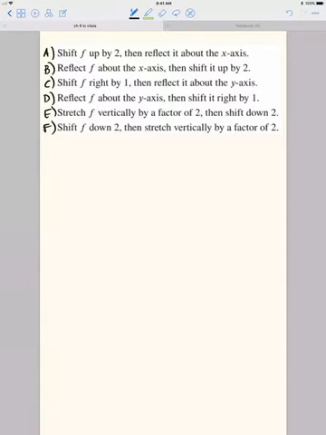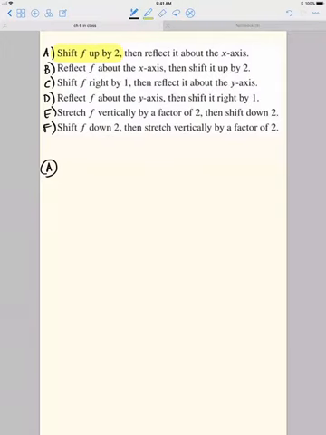These few examples will look at actually writing the function with the given transformations. Sometimes it's a little more difficult because of the order of operations you have to follow. So for part A, we're going to shift the function up by 2.